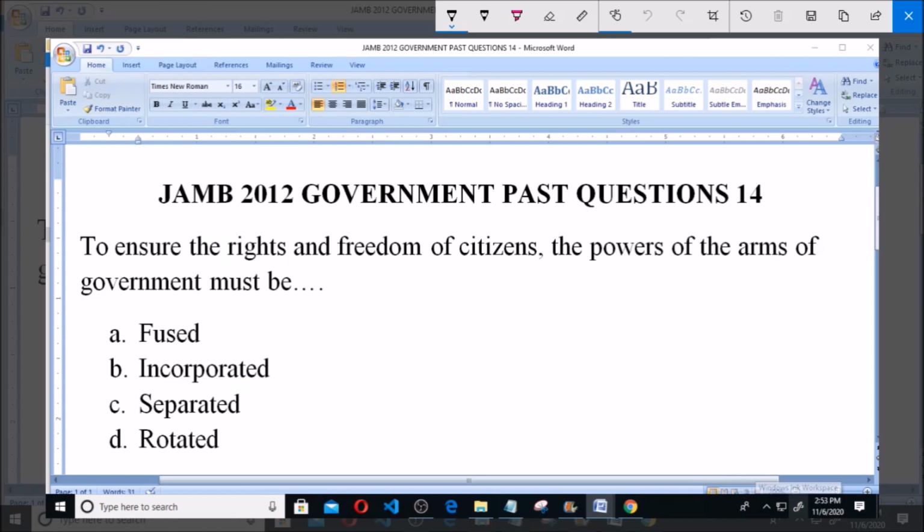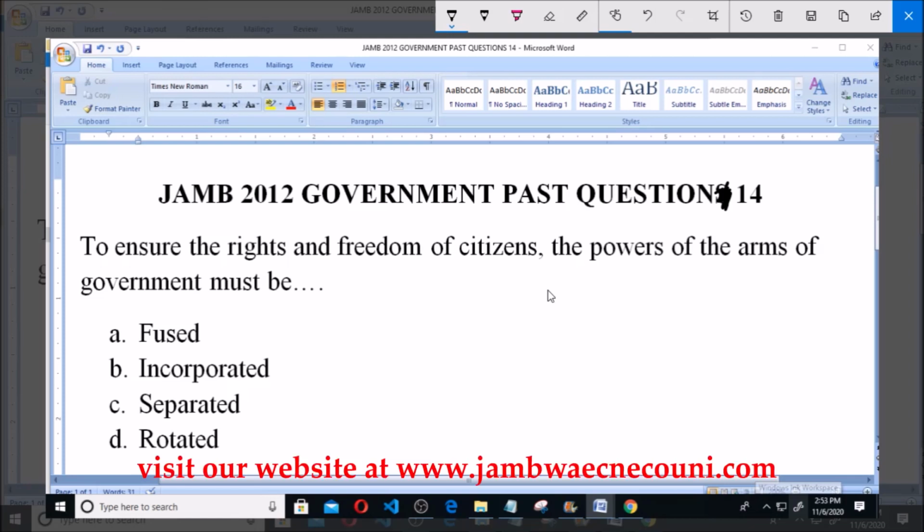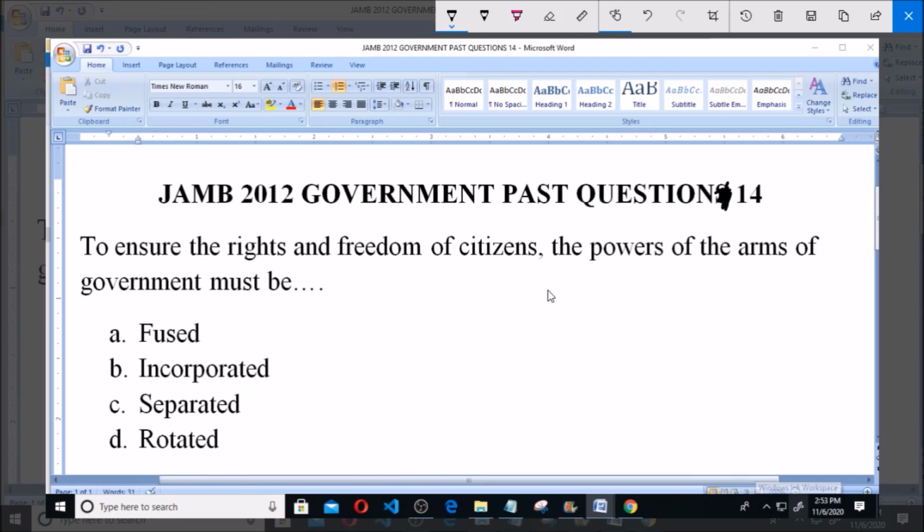2012 government past question. Question number 14 says that to ensure the rights and freedom of citizens, the powers of the arms of government must be dashed. Now, when we talk of the power of the arms of government, the arms of government are principally three in number.